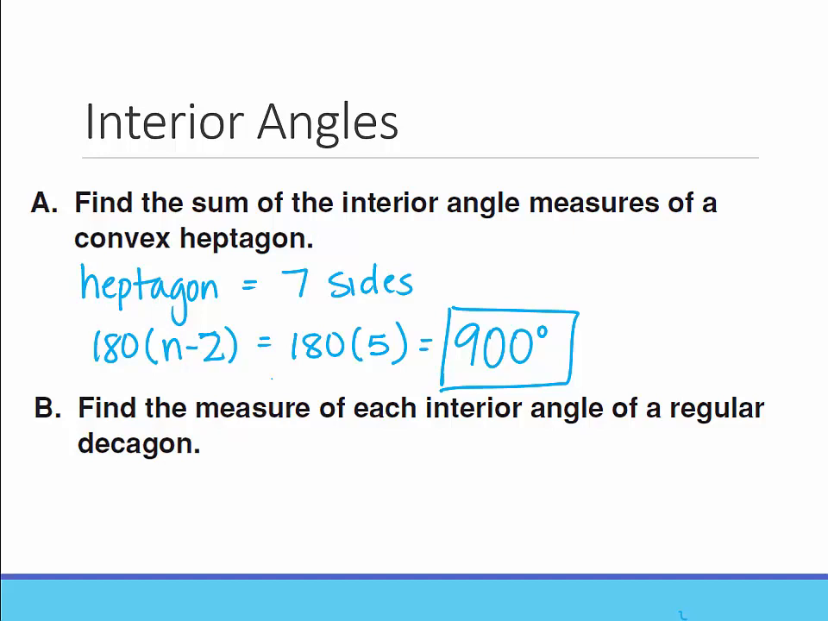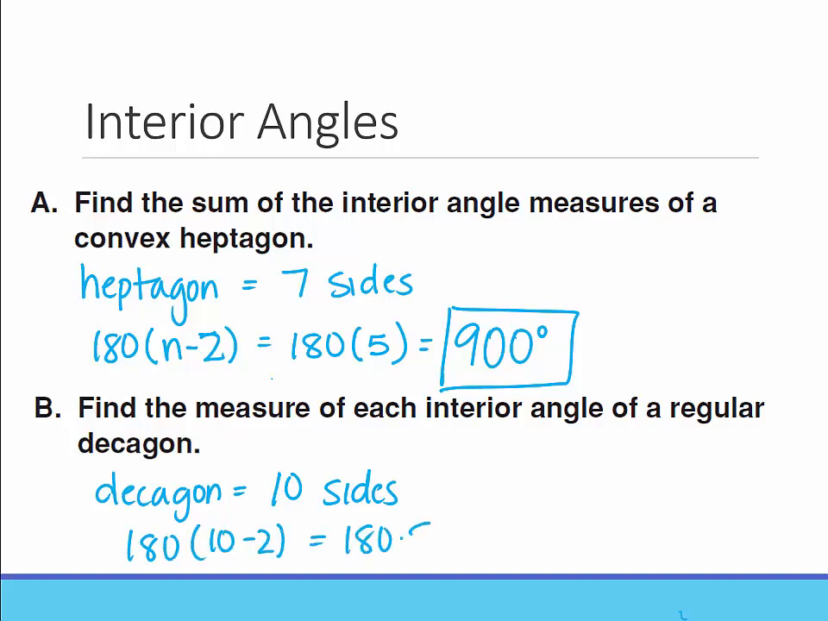Then find the measure of each interior angle of a regular decagon. Remember, decagon sounds a lot like decade. It has 10 sides. So if we plug it into our formula, 10 minus 2, I'm going to end up doing 180 times 8. So that gives me 1,440 degrees.